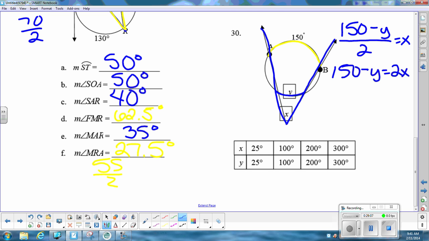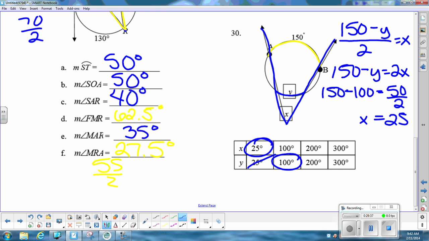Well, let's see. If I plug in 25 here, 125, and none of my answers for x are 125 divided by 2. So I know 25 is not my answer for y. If I check 100, and I get 50, divide that in half, I would get that x is 25. So there's my answers. X is 25, y is 100. Kind of a checking. Y couldn't be 200 or 300 because then you'd end up with a negative answer for x. Next page.